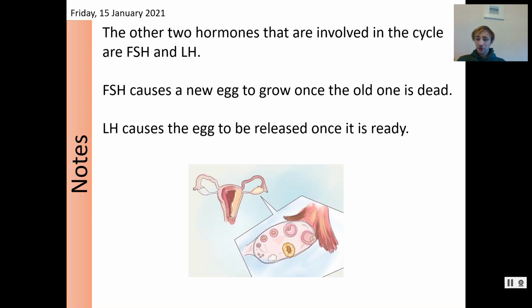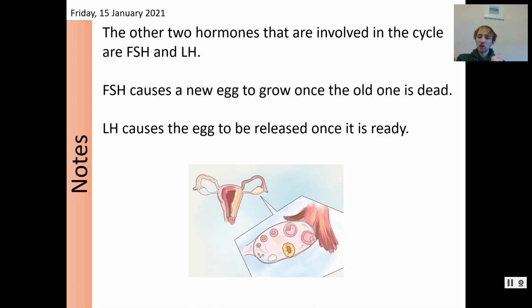So, estrogen and progesterone are for the lining; FSH and LH are around the egg. FSH causes the new egg to grow. So once the old egg is dead, FSH makes a new egg grow. Progesterone stops FSH working. If you already have an egg, you only want one, you don't want loads. So if you have an egg, that egg will be pumping out progesterone. Not only will that cause the lining to grow and develop, it will also stop any other eggs being released because it blocks FSH. It's a really neat system.